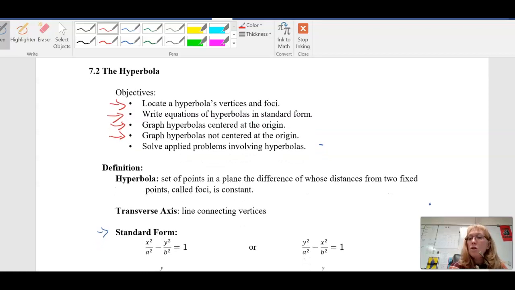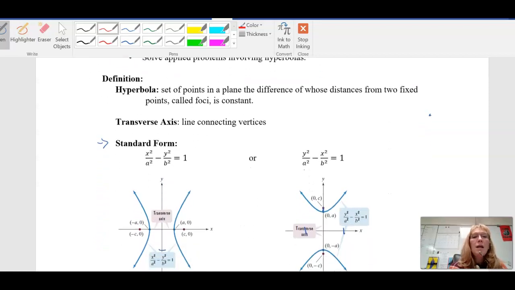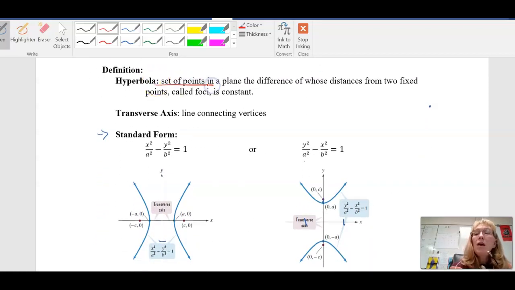So a hyperbola, just like an ellipse, is a set of points in a plane whose distance from the two fixed points called the foci is constant. Nothing different, except now it's going out. You have the transverse axis. It's a line connecting the vertices. So like here, this is the two vertices. The transverse axis goes from here. Instead of a major and minor, it's called transverse.